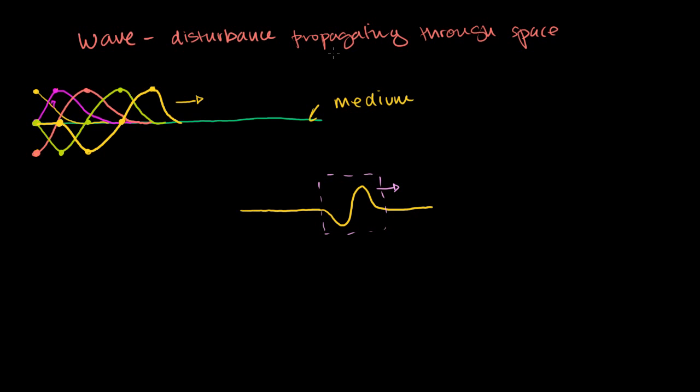But the reason why I don't want to use that definition of a wave is because in future videos we'll learn about electromagnetic waves, and those don't propagate through any medium. They propagate through a vacuum. So to keep things as general as possible, we'll just call it a disturbance that propagates through space. And it usually transfers energy.